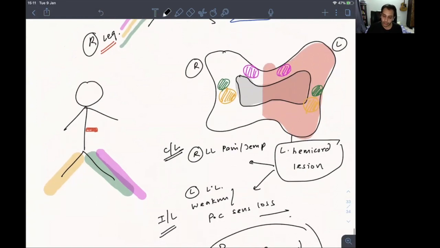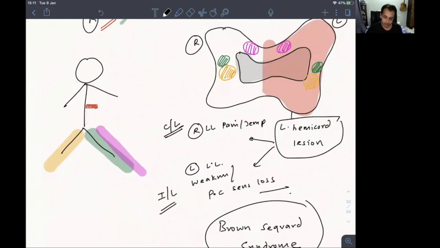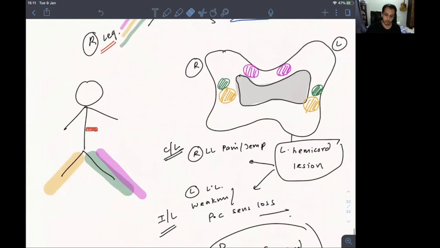Now, what are the other possibilities? So what else can be the pattern of involvement?